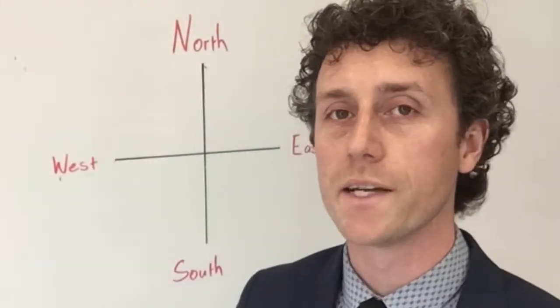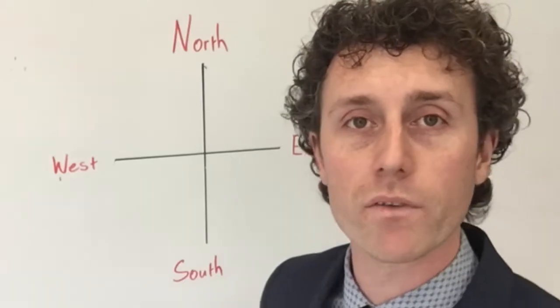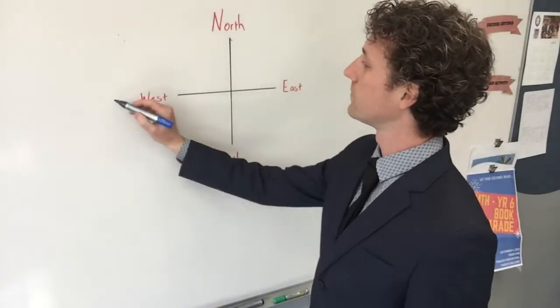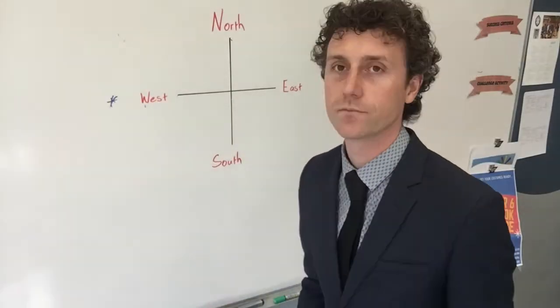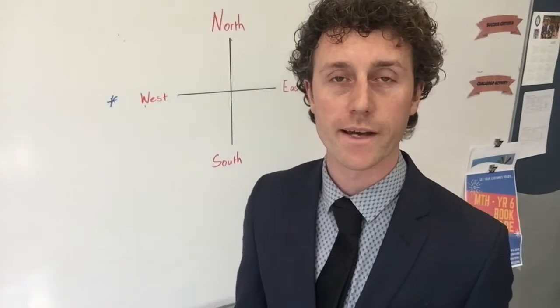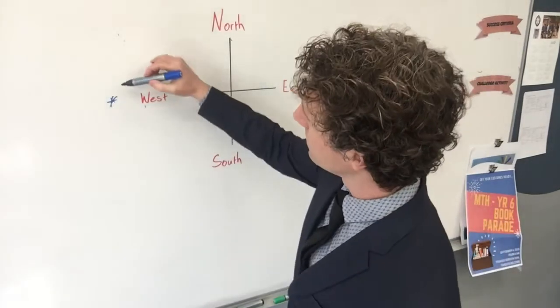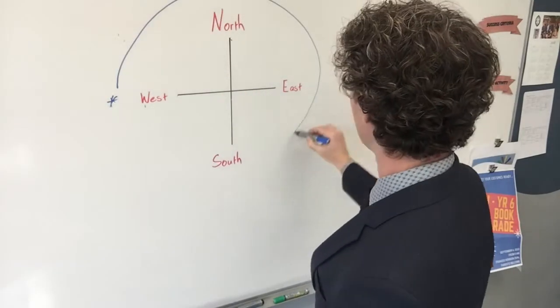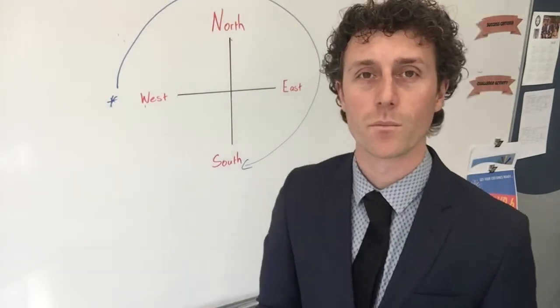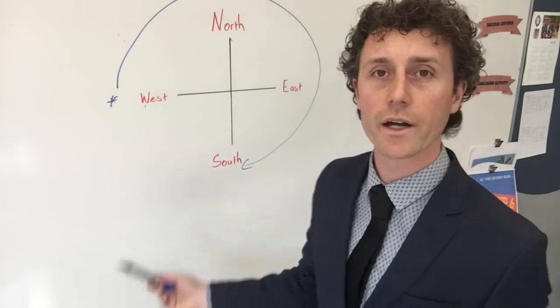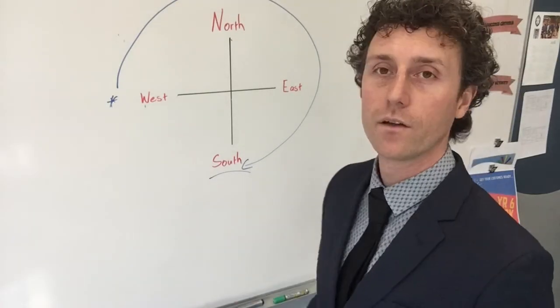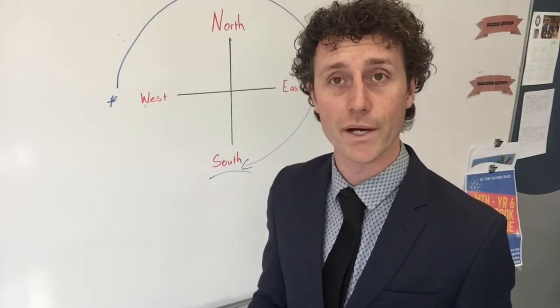Now what if I wasn't facing north to begin with? For example, what if I was facing west? And then I turned, say, 270 degrees to the right. By measuring the angle of my turn, I can now see that I arrive facing south. Let's go out again and try that.